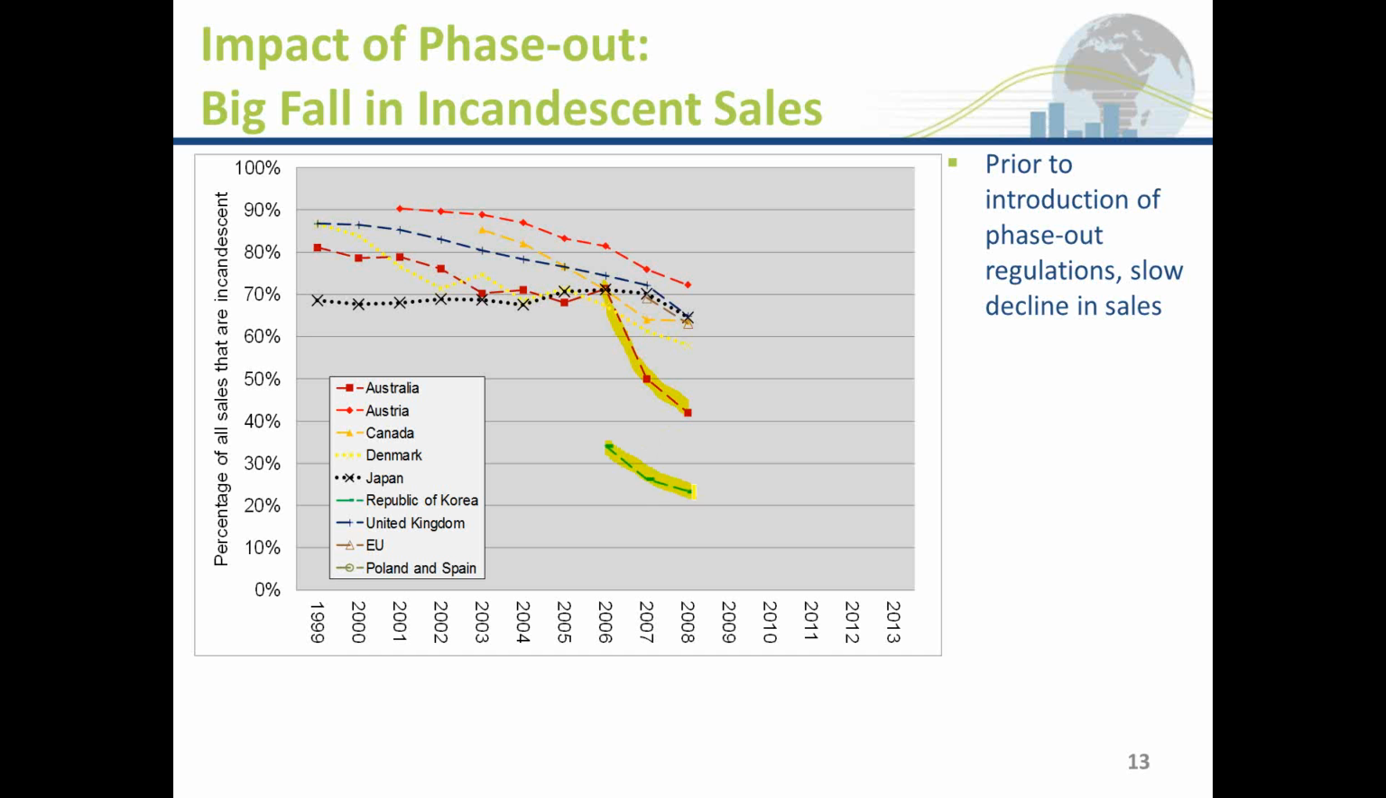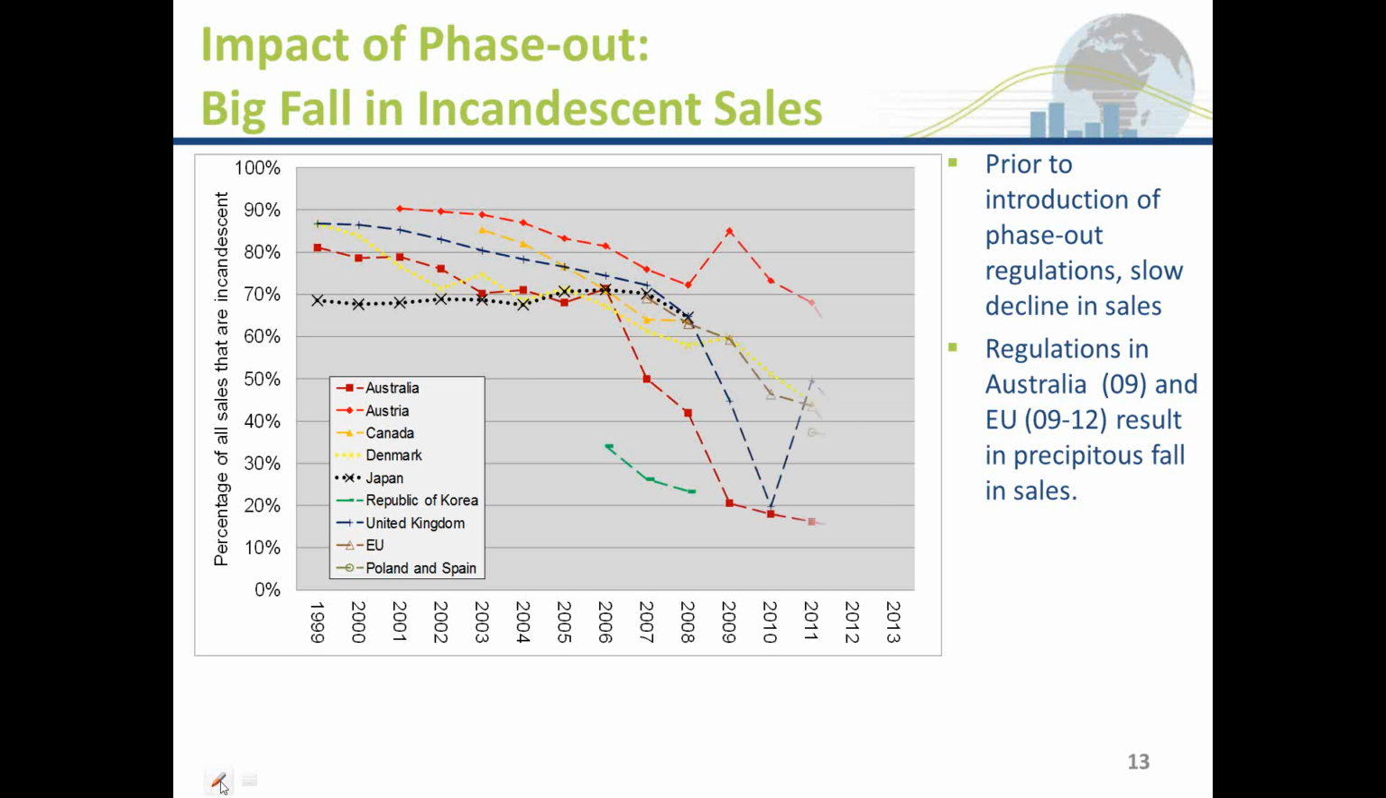Korea is this green bit at the bottom, another anomaly, but we'll come back to those in a short while. So what happened when regulations started to take effect? Well, the first regulations were in Australia and the EU. Australia pretty much regulated everything in 2009. The EU did it phased 2009 to 2012. And as you can see, it's resulted in a precipitous fall in sales of incandescent lamps.